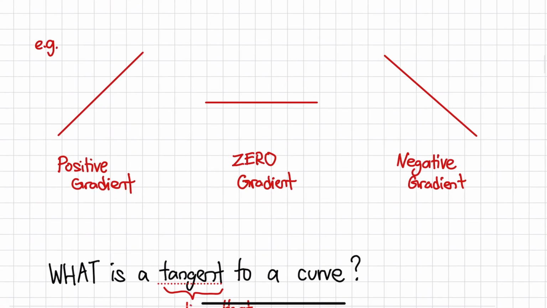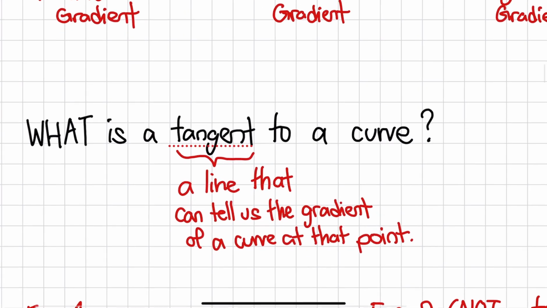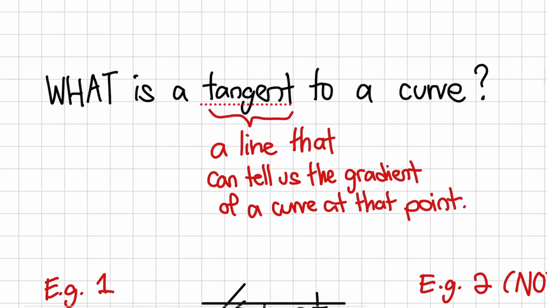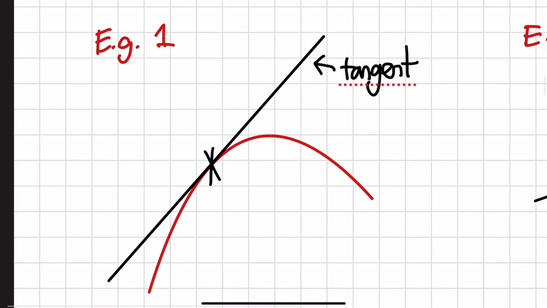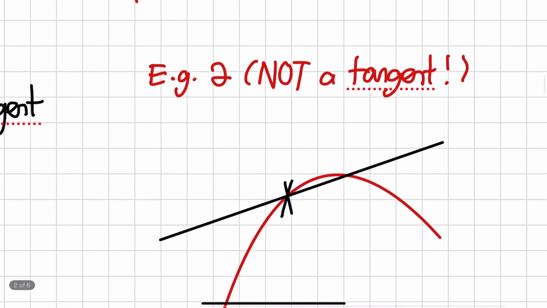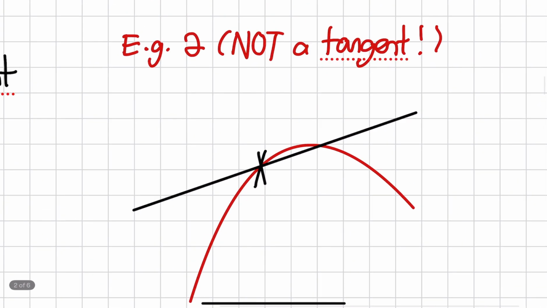What is a tangent to a curve? Okay, so we must first understand the meaning first. A tangent is a line that can tell us the gradient of the curve at that point. So let's look at some simple examples. Let's look at example 1. If I have this point over here, I mark it with a cross. This black line here is called a tangent. Okay, what is not a tangent? This line here is not a tangent to the curve.